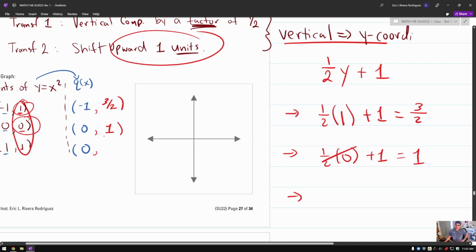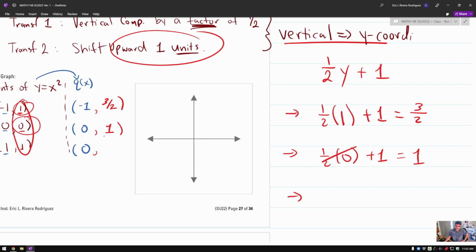Okay. And then I have 1 again. So it will be 1/2 times 1 plus 1. Again, it's going to be 3/2. Okay. So these are my points, and these are the key points for cube of x. Key points are going to help me to trace the curve.